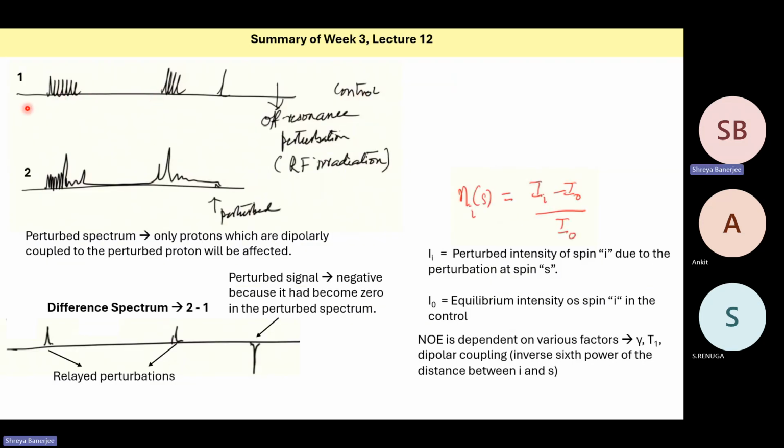So how will the spectra look like? Spectra 1 is one where basically you have not done any perturbation, or you can imagine that the perturbation does not match with any frequency.